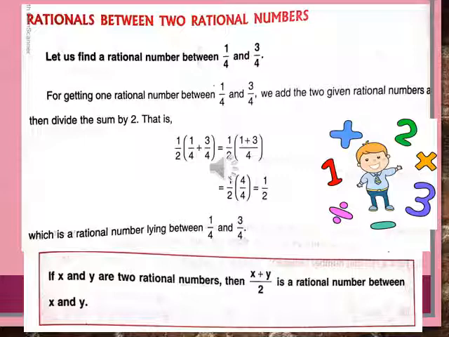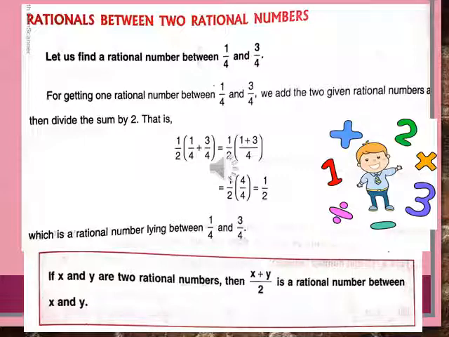For getting one rational number between 1/4 and 3/4, we first add the two given rational numbers and then divide the sum by 2. That is, first we add the two numbers. So, 1/4 plus 3/4 gives you 4/4, and then we divide the sum by 2. That means we are multiplying it by 1/2. So the final answer is 1/2, which is the rational number lying between 1/4 and 3/4.